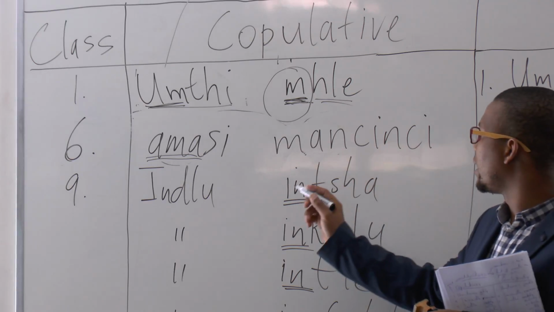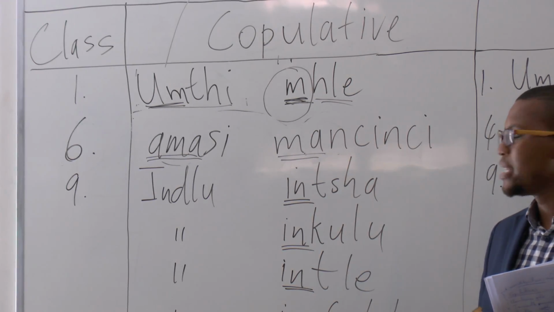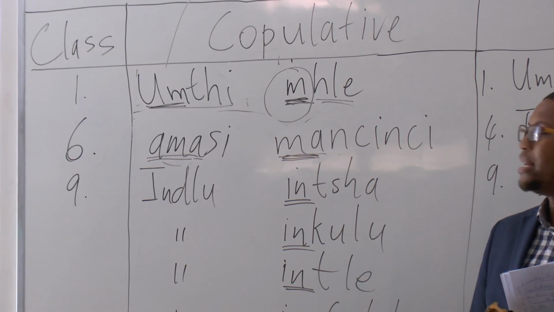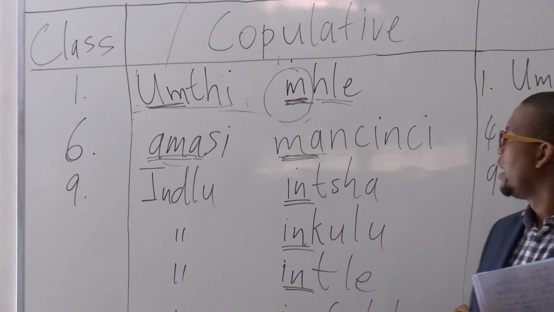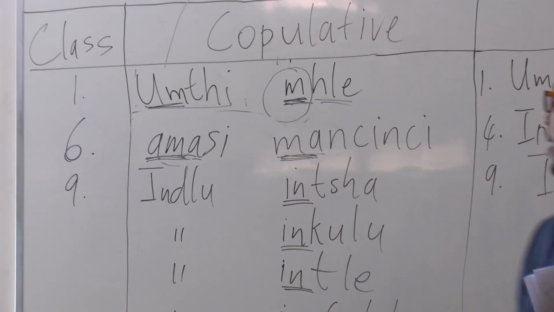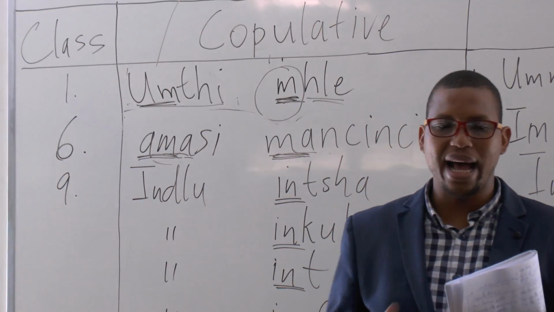Amasi ma. Once again, that ma is a copulative in that sense, which means the sour milk is little or is small. Then that ma comes from the prefix ama. Then we take the last part of that. Okay, then moving right along, we go to class 9.